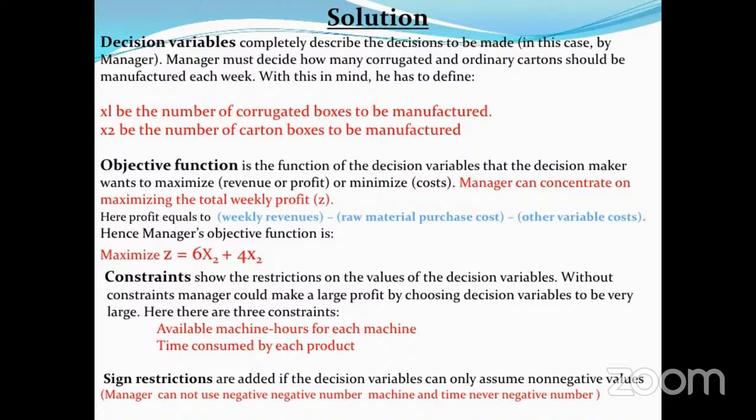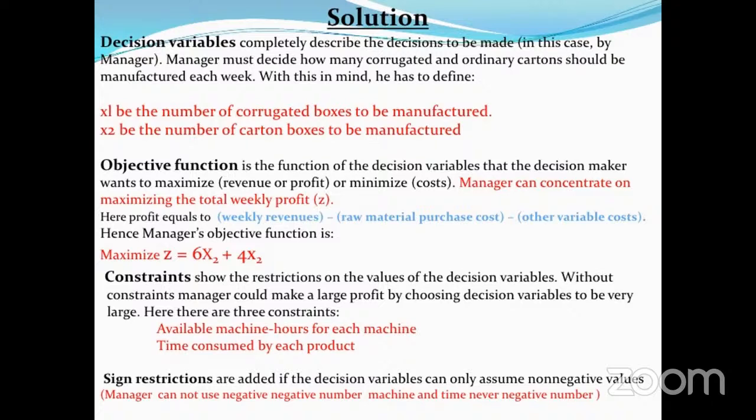He has taken X1, X2. We are thinking about X and Y. You can make it X and Y also, if there are two boxes only, two variables only. Here, we are considering it as X1, X2. So the objective function is the function of the decision variable that the decision maker wants to maximize, the profit.